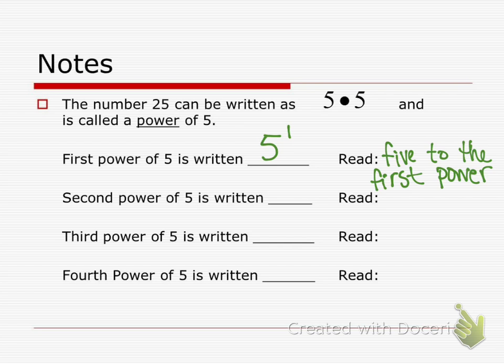The second power of 5 is written with a large 5 and a little 2 up towards the top of it. Does anyone know how we would read that? We could read it as 5 to the second. Sam? 5 squared is the other way we could read it. So either of them is acceptable. Usually we would read it as 5 squared just because it's quicker, it's shorter. But you could do it either way.